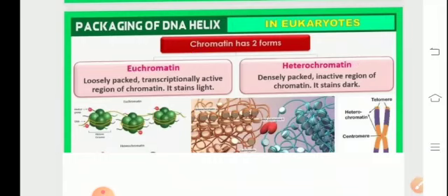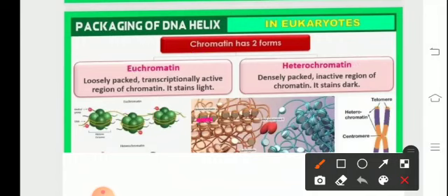Whereas the heterochromatin, as depicted, is the densely packed region. The one which is densely packed is the heterochromatin, and the area which is loosely packed is the euchromatin. Euchromatin is transcriptionally active and stains light, whereas the heterochromatin region is densely packed, inactive, and stains dark. The stain used for staining the DNA is the acetocarmine stain.